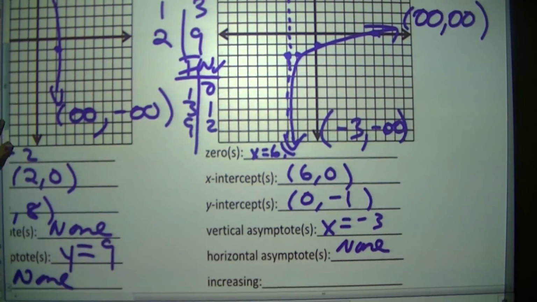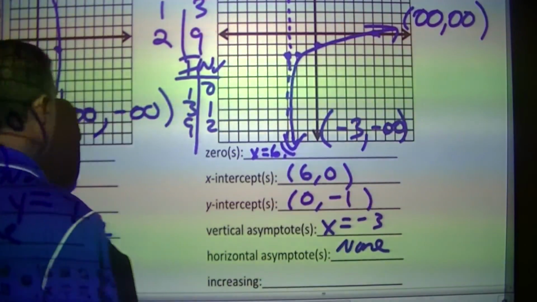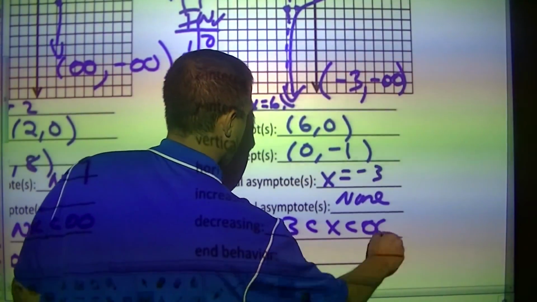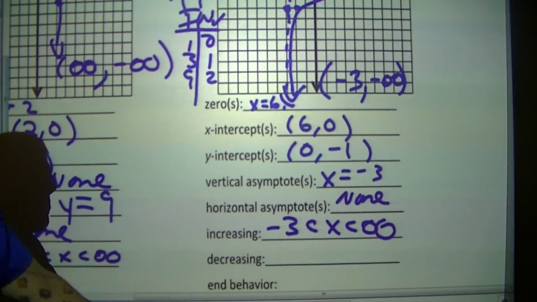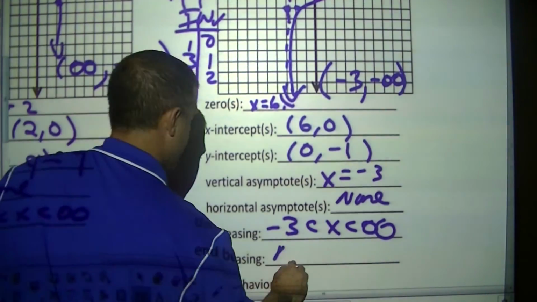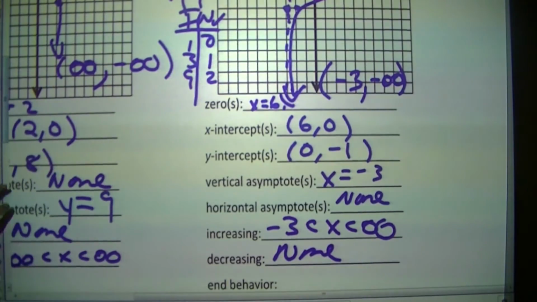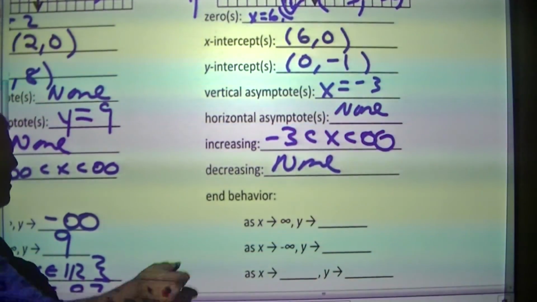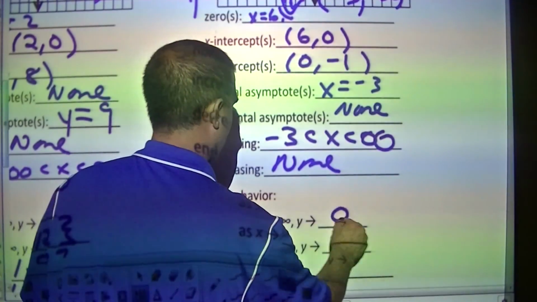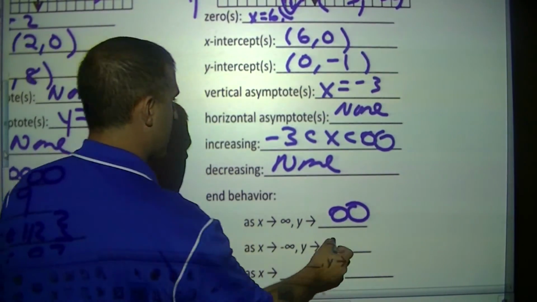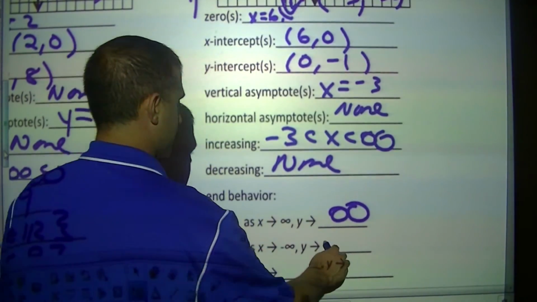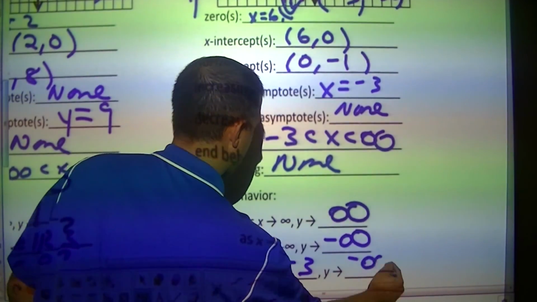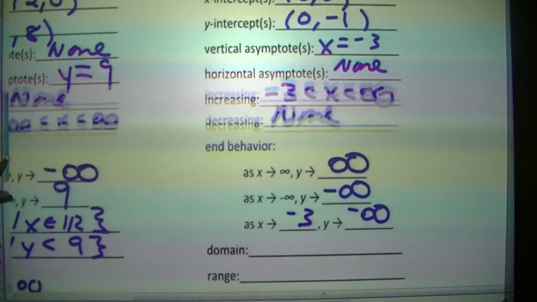This is increasing completely, but it's increasing from -3 to infinity. The reason why we don't go past -3 is the asymptote cuts us off there. It's not decreasing at all. The end behavior, as x approaches infinity, we have that as positive. As x approaches negative infinity, it's actually going to be still negative. As x approaches, ironically, -3, it's also going to be negative. So that's that answer there.